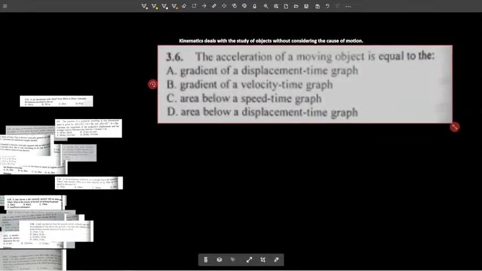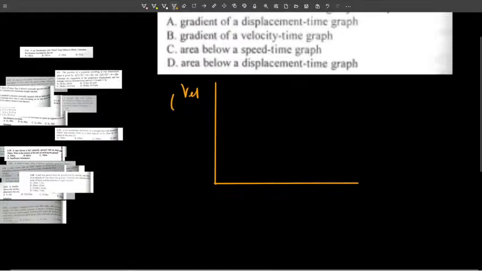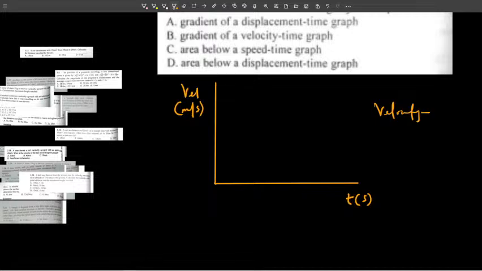The acceleration of a moving body is equal to dash. Now, talking about graph here, okay? Note that we do something we call a time graph. This is like a graph, okay? On the y-axis we have the velocity, the unit is meter per second. Here we have the time, the unit is in seconds. So we call this the velocity time graph.